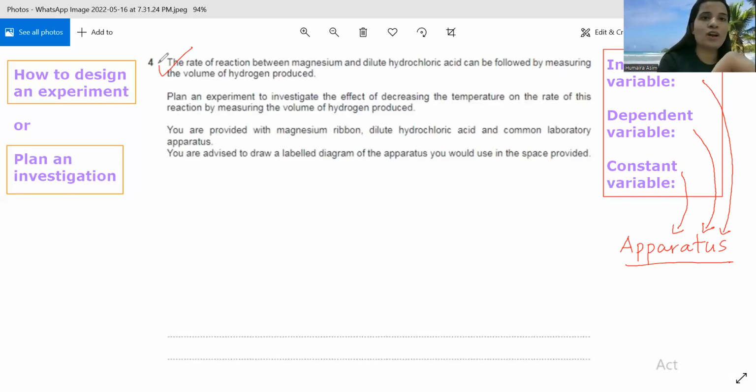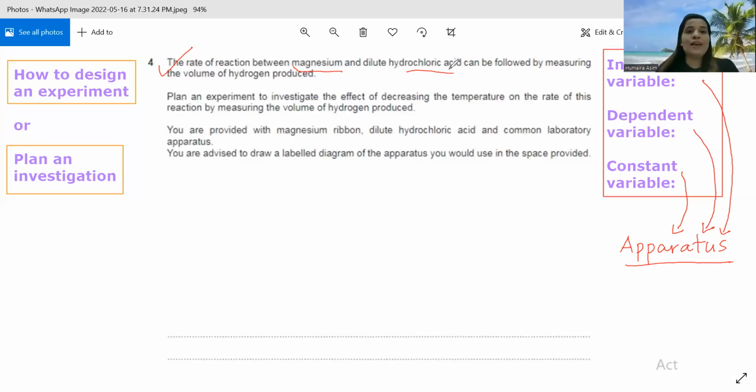When we are talking about 3 variables, independent variable is the one which is always under investigation. It is the one that we are going to change. So here let's read the question. The rate of reaction between magnesium and dilute hydrochloric acid can be followed by measuring the volume of hydrogen produced. Correct. We already know metal reacts with acid, magnesium reacting with hydrochloric acid, forming magnesium chloride and hydrogen gas. So one of the products is gas, which can be used to measure the rate of reaction.